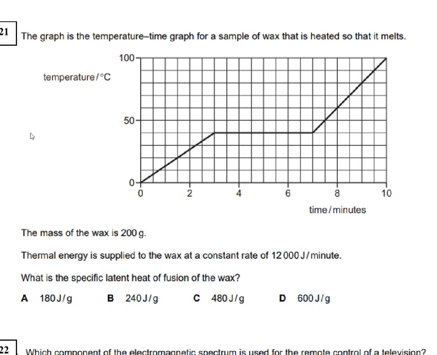Okay, now we go to fusion, so latent heat of fusion. So this is when it is changing state. Okay, so if we go from here, 3 goes to 7. So therefore the time it took for him to go there is 4 minutes.